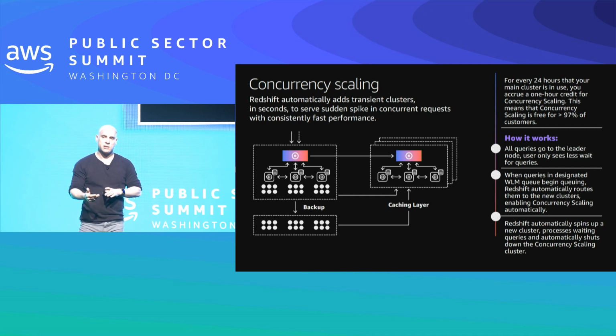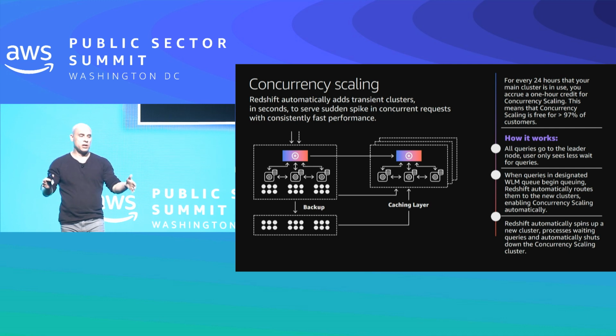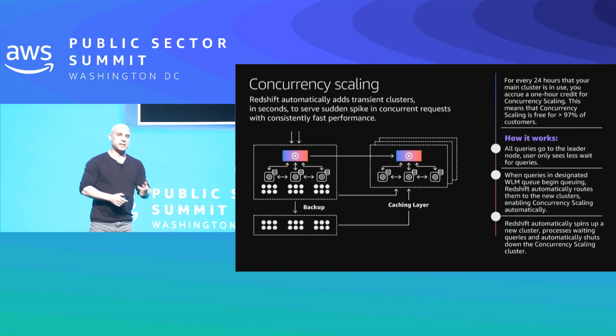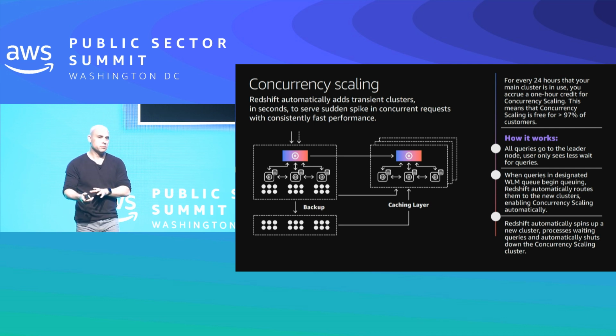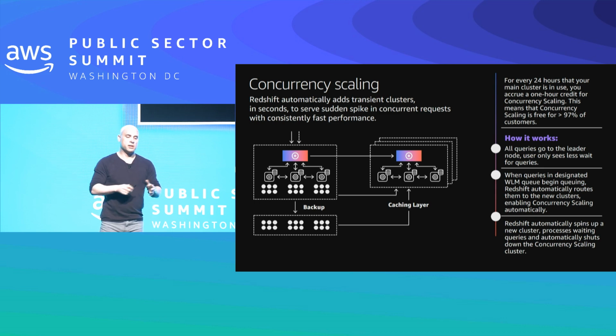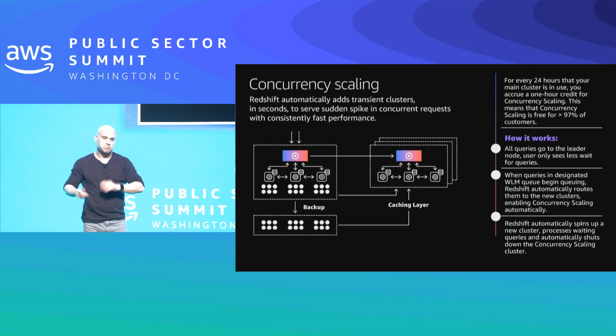We did a lot of analysis on the fleet, seeing how many customers were going to benefit from this. One thing that we did is, for every 24 hours that your main cluster runs, we give you 1 hour of free concurrency scaling. We found that 97% of our customers, if they were to enable concurrency scaling, this feature would be free for them. So we wanted to make this feature mostly free.